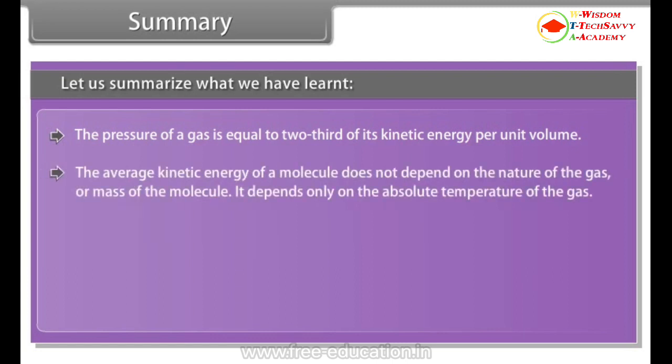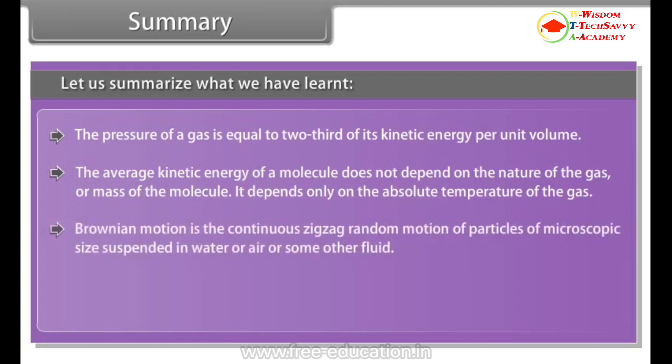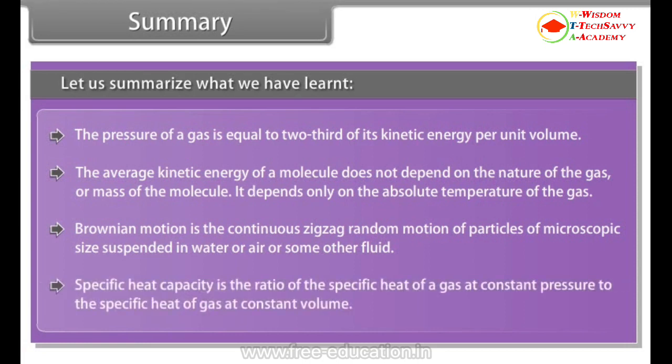The average kinetic energy of a molecule does not depend on the nature of the gas or mass of the molecule. It depends only on the absolute temperature of the gas. Brownian motion is the continuous, zigzag random motion of particles of microscopic size suspended in water or air or some other fluid. Specific heat capacity is the ratio of the specific heat of a gas at constant pressure to the specific heat of gas at constant volume.